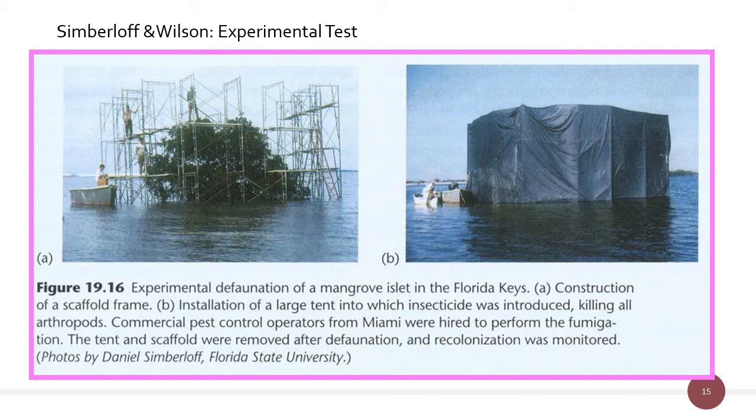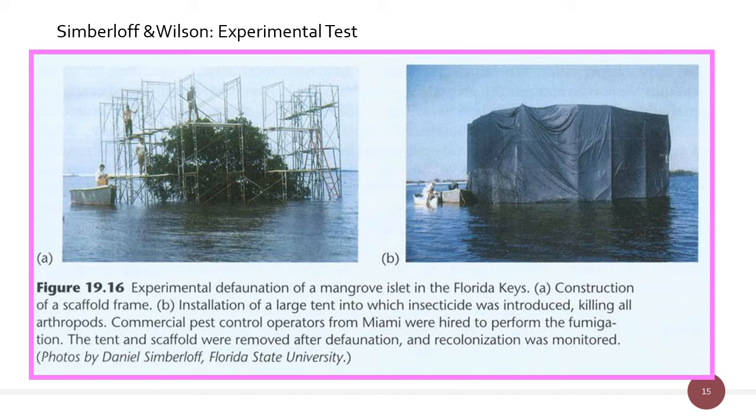Around the same time that Jared Diamond was looking at the species turnover in the California Channel Islands, Dan Simberloff, who was a student of E.O. Wilson, decided to do, as his PhD thesis, a test of this immigration extinction process. What they did was they took mangrove islands off the coast of the Florida Keys, and he had 2 of them he left alone, and then he had 6 others that he actually went and fumigated with insecticide in order to kill all the insects.